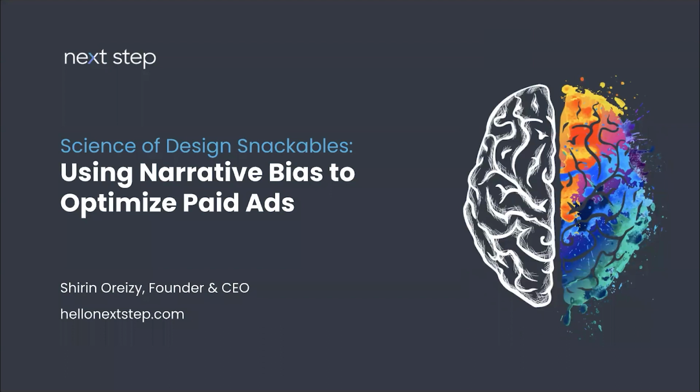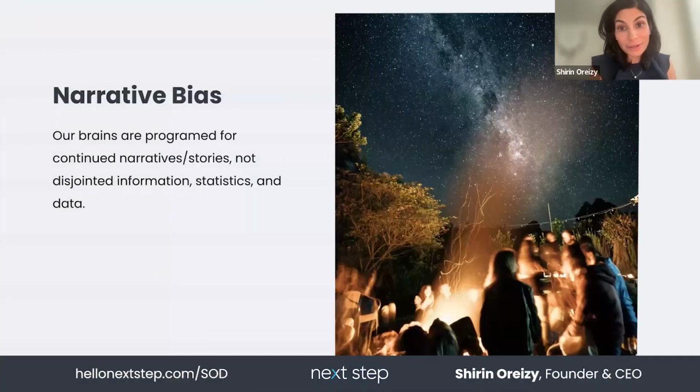Hi, everyone. For our Science of Design Snackable series today, we are going to be covering a behavioral science principle called narrative bias, or storytelling, and how you can use it to optimize your paid ads. The idea with narrative bias in behavioral science is that as humans, our brains have evolved and been programmed to remember stories much, much better than disjointed information or facts and figures.